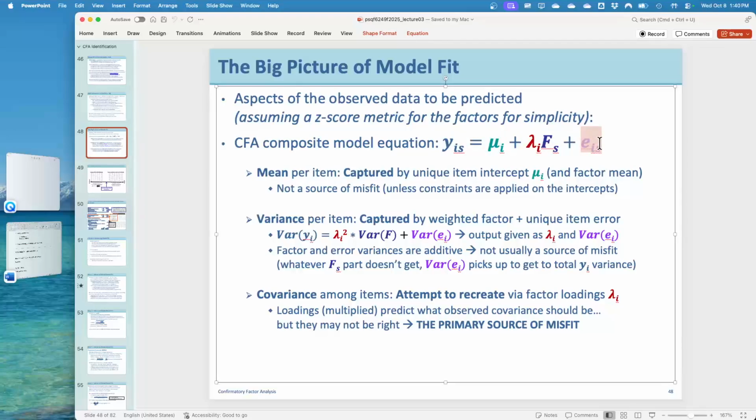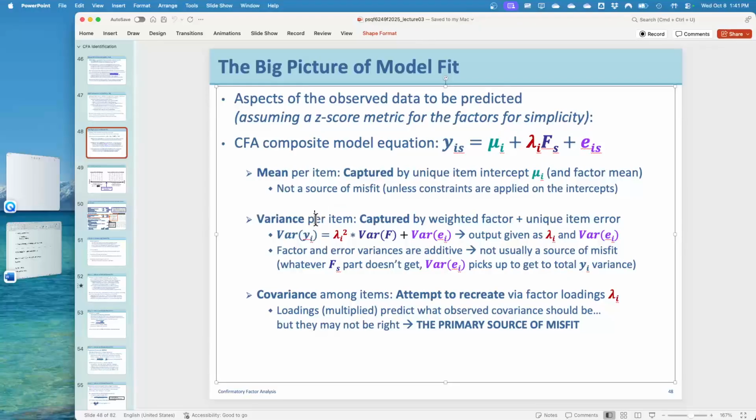This component is 0 because the expectation of error, the mean of error, is 0, leaving us only with the item intercept. And why I'm saying that to you is really, unless you put constraints on your item intercepts, the mean part of the multivariate normal will not cause misfit, because whatever the mean is in the sample, our maximum likelihood estimator has a parameter specific to it. It means it'll just fit it. Here's your mean, the end. And estimating a mean is by far the easiest thing in statistics to do.